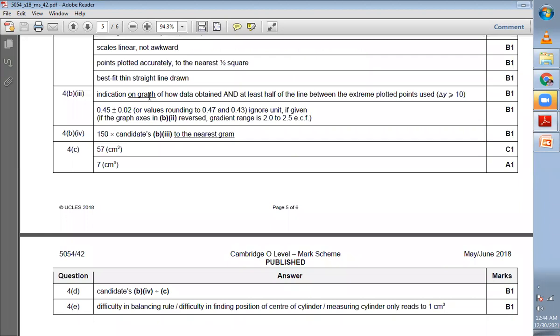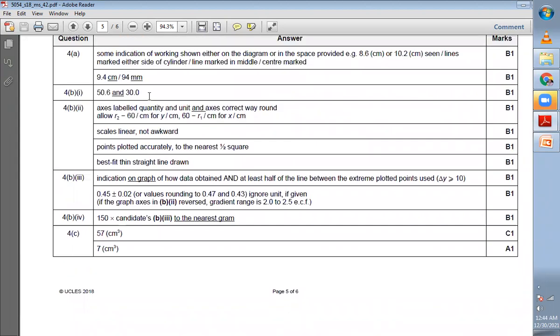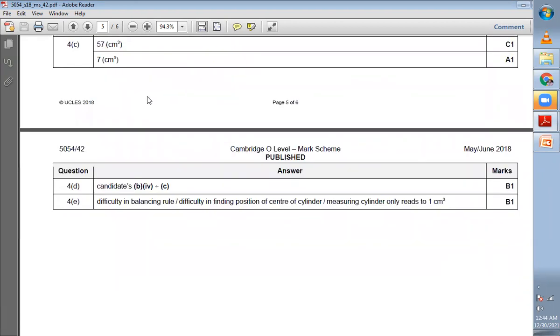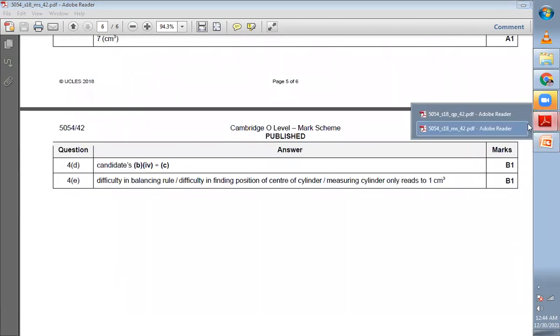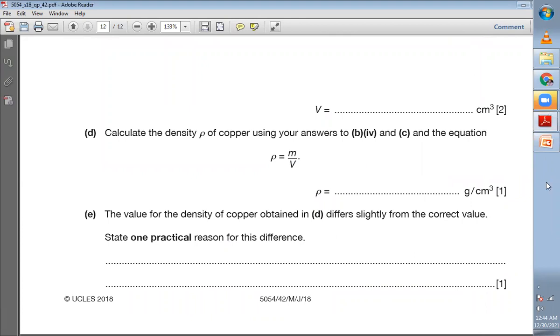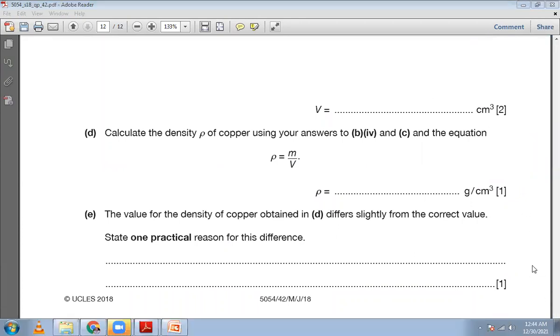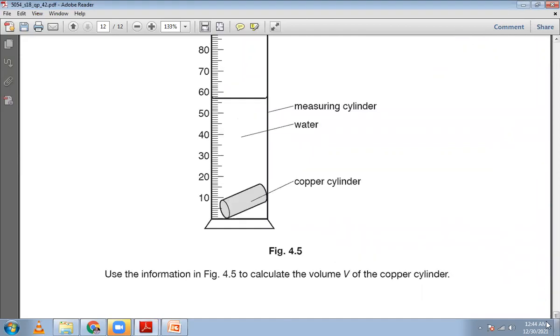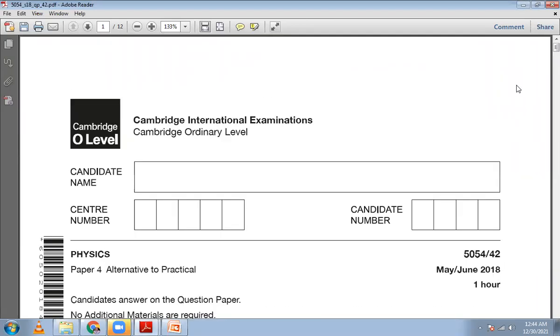Its marking scheme is showing up on your screen. You can pause the video and take your time with this marking scheme. So my dear students, today we are done with this paper. Today we have done the May/June 2018 paper 4-2. This is the alternative to practical paper. We call it paper 4.